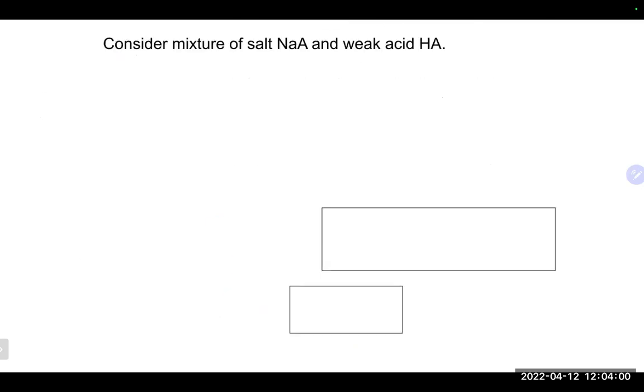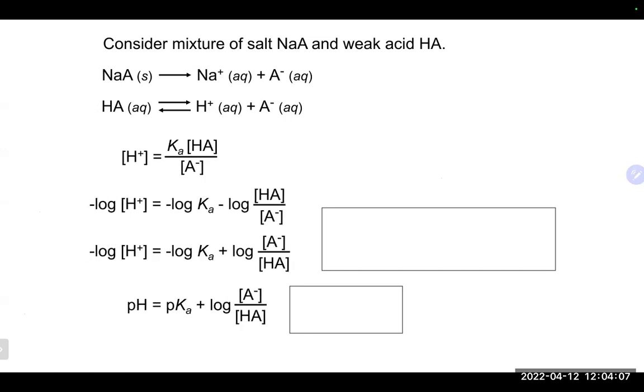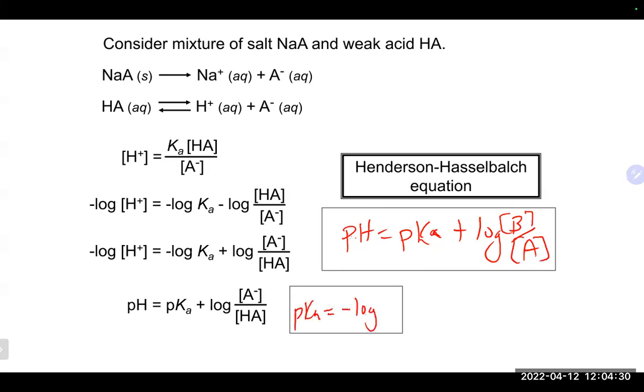So what does that mean? It means that, frankly, you can avoid doing an ice table in a situation like this if you would like. And you could use the Henderson-Hasselbalch equation, which is the pH is equal to the pKa plus the log of the base over the acid concentration. The pKa value is equal to minus the log of the Ka value. So this is the Henderson-Hasselbalch equation.